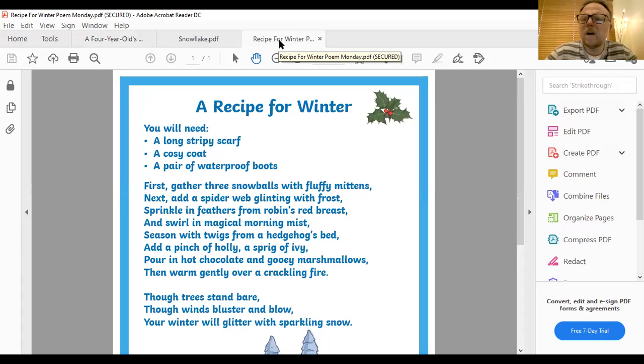I wonder why that one might be called A Recipe for Winter. Perhaps when you're having a look for how many verses, and there might be something else you might talk about with this particular poem, and whether it rhymes or not, or whether there's any alliteration in this one. Have a close look, and there might be. And we'll share the third poem.